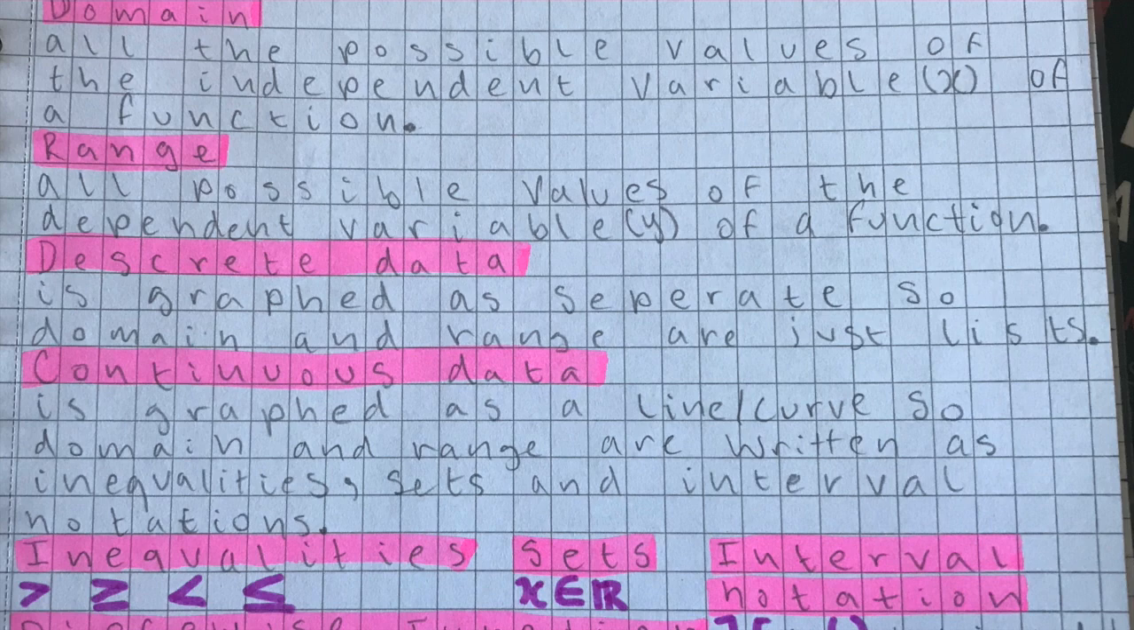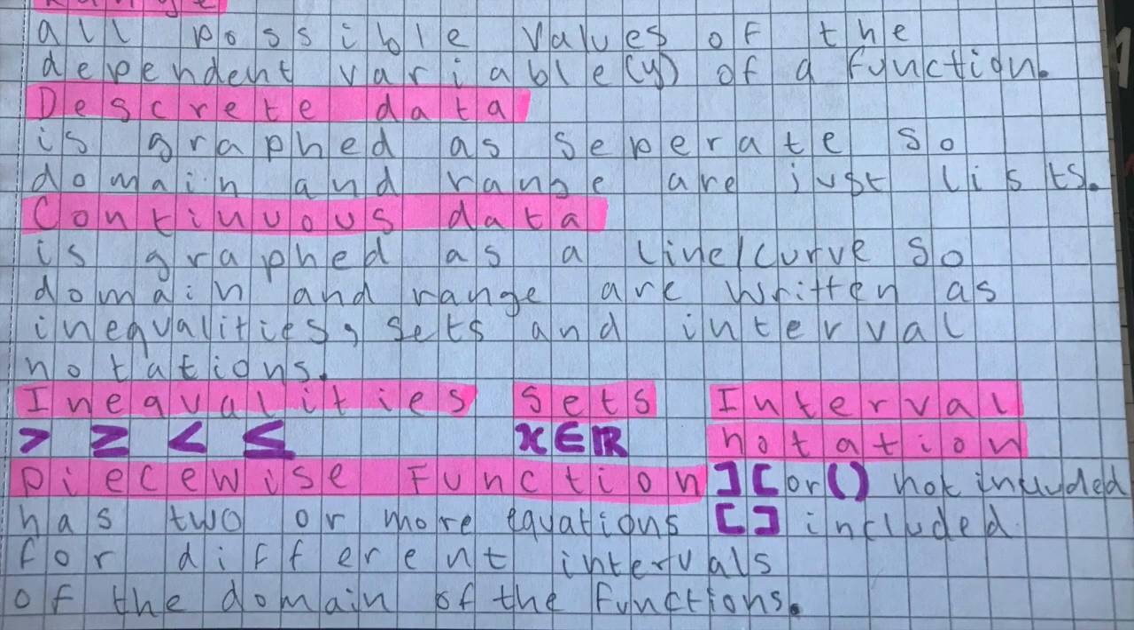So if your data is discrete, then it is graphed as separate points. So the domain and range are just lists of numbers. It could be, oh, the domain is 1, 5, and 6, and the range is 7, 8, and 10. That was just random, but it's just a list of numbers. Meanwhile, if it's continuous data, it is graphed as a line or a curve. So therefore, the domain and range are written as inequalities, sets, or interval notation.